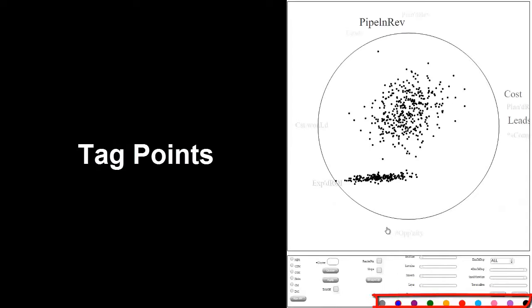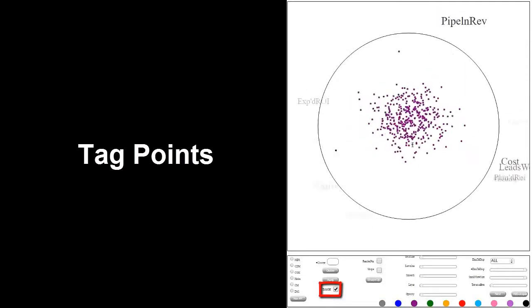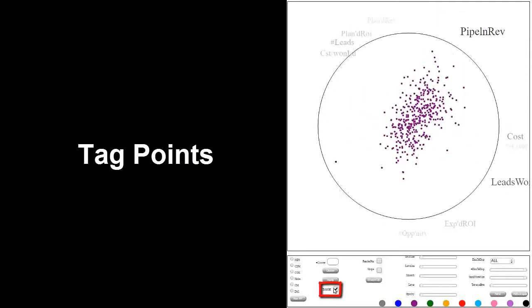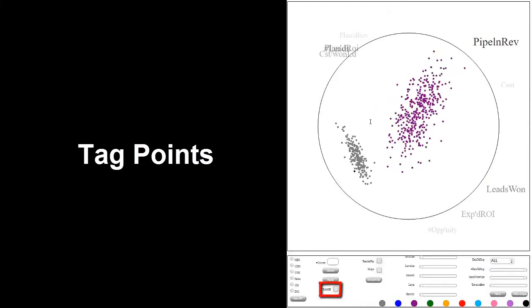Users can paint different points using different colors and our system treats them as different clusters. Users can also paint some points gray to make them inactive. By checking the turn off checkbox, those inactive points will be hidden. At any time, users can also uncheck this box to bring the inactive points back.